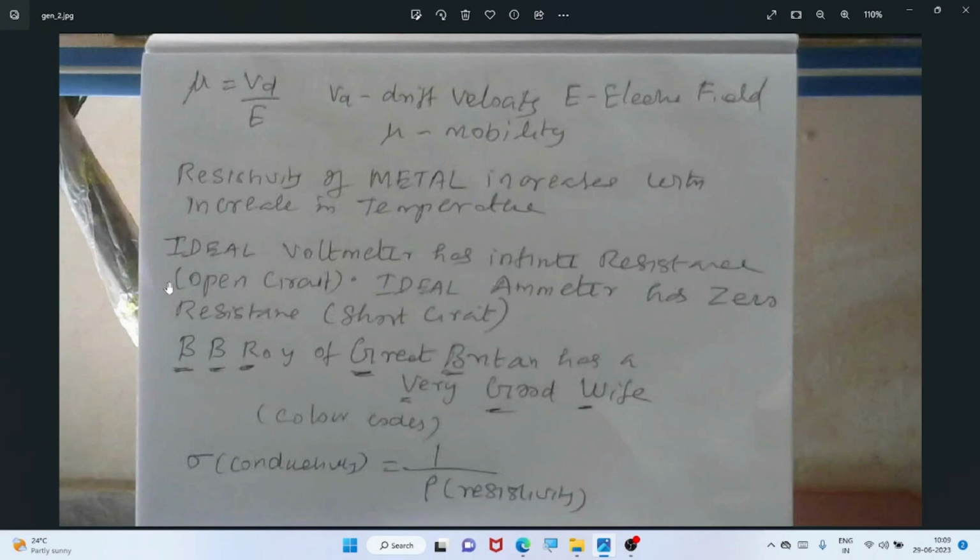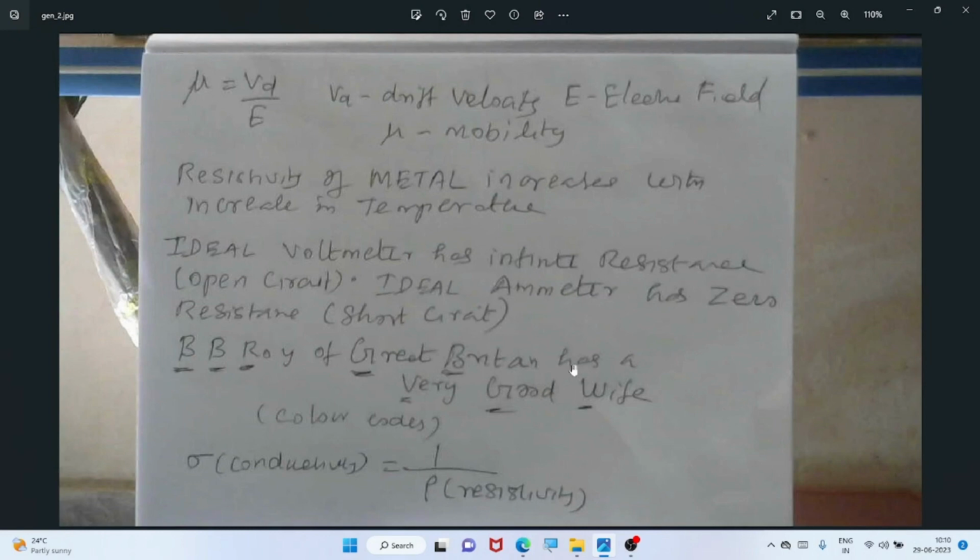An ideal voltmeter will act as an open circuit, that is infinite resistance. But an ammeter will act like a short circuit, that is the low resistance, zero resistance.